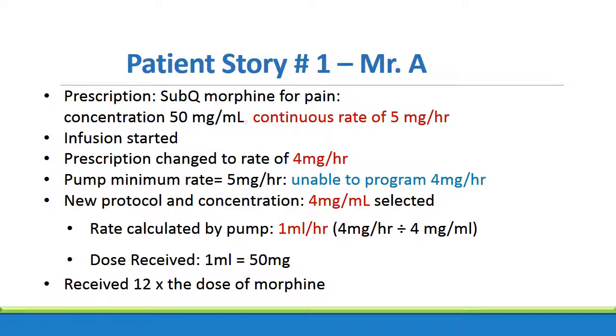The order was then changed to titrate the hourly infusion down to 4 mg per hour. However, the clinician was unable to do this and was not aware of the pump's minimum rate of 5 mg with a concentration of 50 mg per mil. Unknowingly, a new protocol was selected and a concentration of 4 mg per mil was chosen. The new hourly dose of 4 mg was programmed. With the new concentration and rate programmed, the pump delivered 1 ml an hour. Because the actual concentration of the medication was 50 mg per ml, Mr. A received 50 mg an hour, which was 12 times the intended dose.